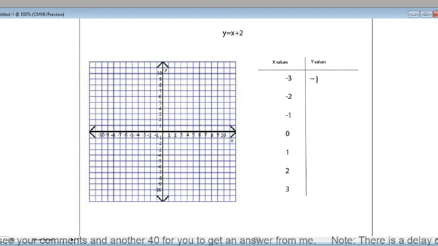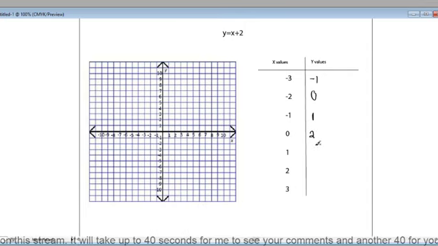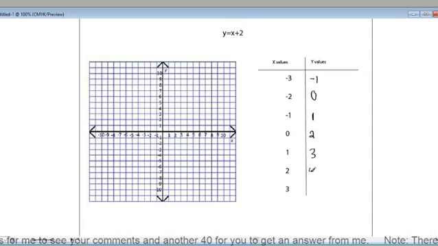So, negative 2 in for x. Plug that negative 2 in there. That's negative 2 plus 2. That's 0. Plug negative 1 in. Negative 1 plus 2 is 1. Plug 0 in. 0 plus 2 is 2. 1 in for x. 1 plus 2 is 3. 2 in for x. 2 plus 2 is 4. 3 in for x. 3 plus 2 is 5.